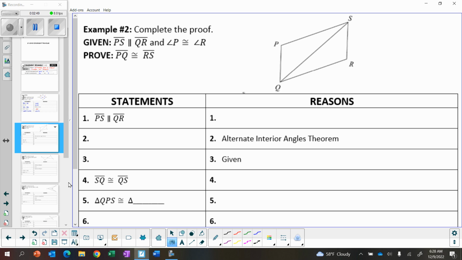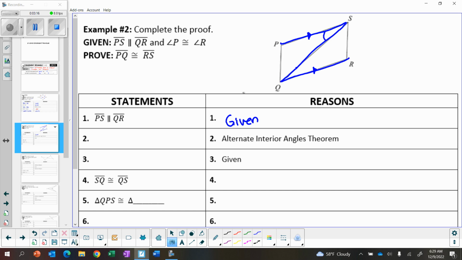All right, let's do another one together. I want to prove that these two segments are congruent. So let's first prove that the triangles are congruent. So we're starting out with the fact that PS is parallel to QR. And that's given. So if these are my parallel lines, let's draw them and connect them with a transversal.